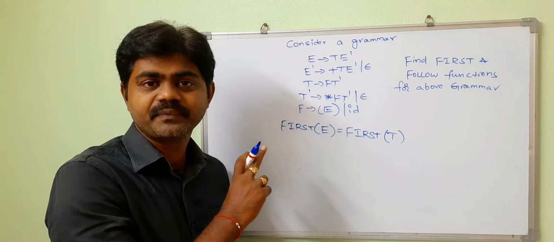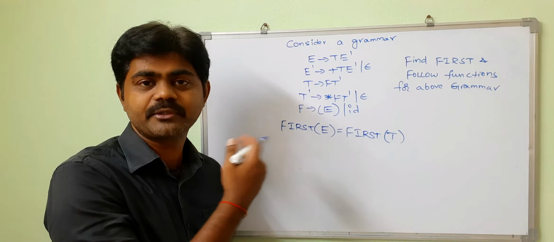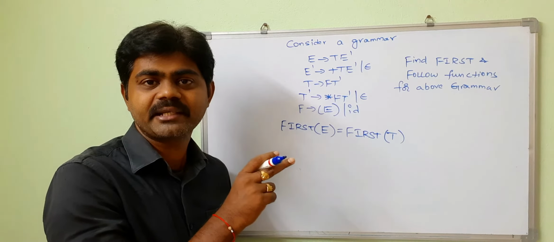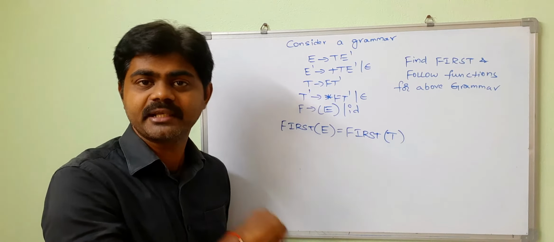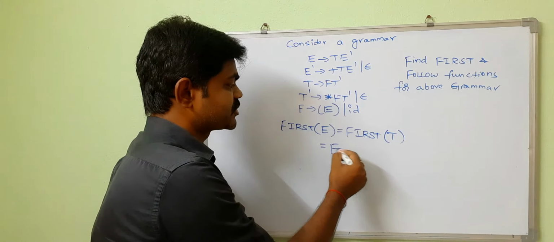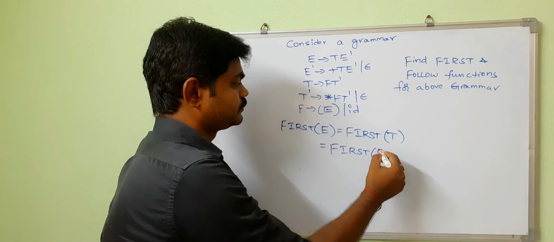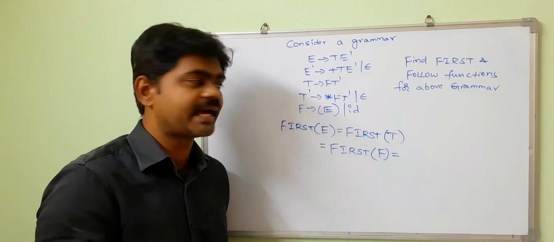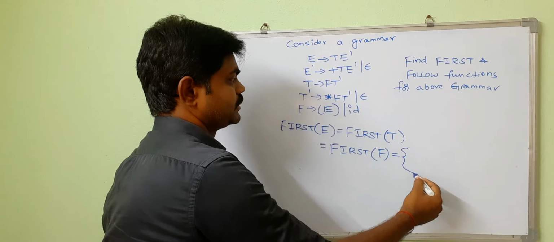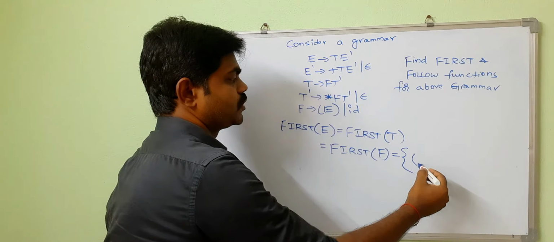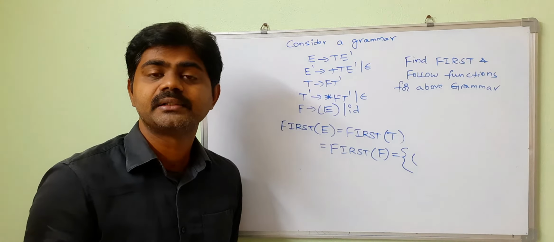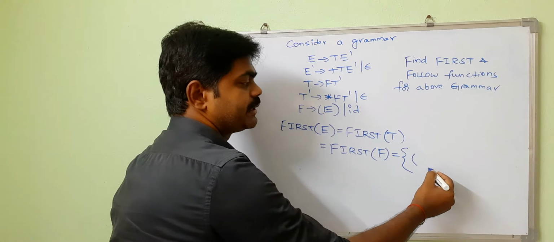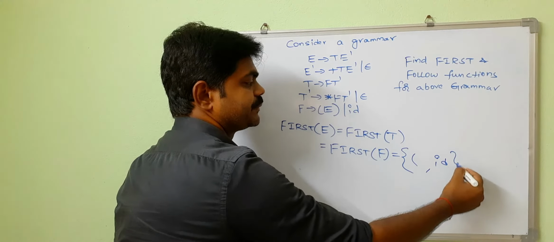So first of E, we have a non-terminal capital T. So we came to that production of capital T. We have a production called T tends to F T dash, where the RHS capital F is a non-terminal again. Then we should go to capital F. So first of T equals first of F. So what do we have in first of F? We have open parenthesis. We also have F tends to ID. Even ID is a terminal, right? So open parenthesis comma ID.